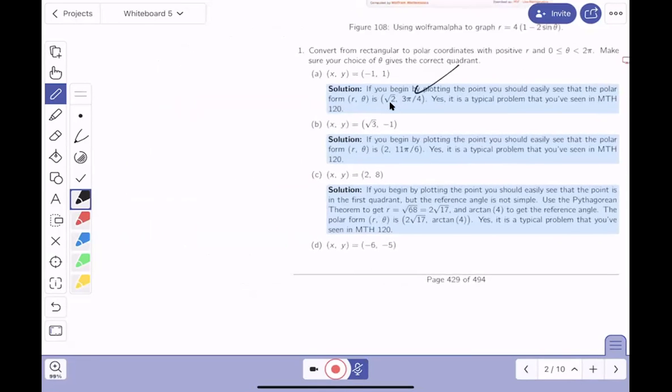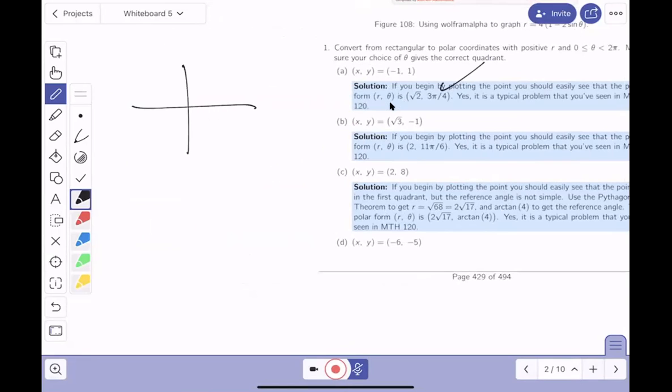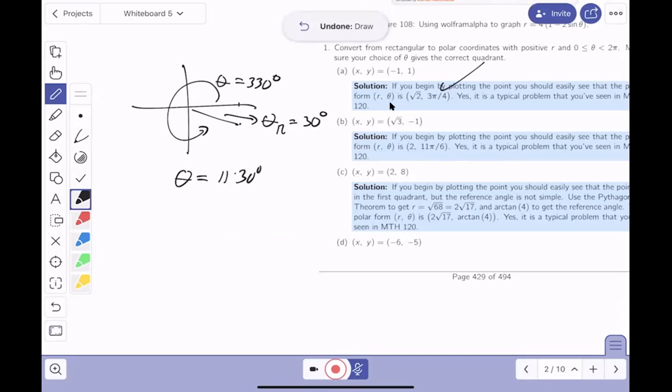All right, let me do B. Again, the first thing I would do, I would visualize it. What do you get over there? Well, it's root 3, minus 1. So maybe over here somewhere, and the angle's like this. What's the reference angle? These are things that you learned in Math 120. So the reference angle would be 30 degrees. Let's see what we got up here. So the angle theta is going to be 330 degrees. Well, the theta is actually 11 times 30 degrees. And what's 30 degrees in radians? That would be pi over 6. So the angle theta is 11 pi over 6.